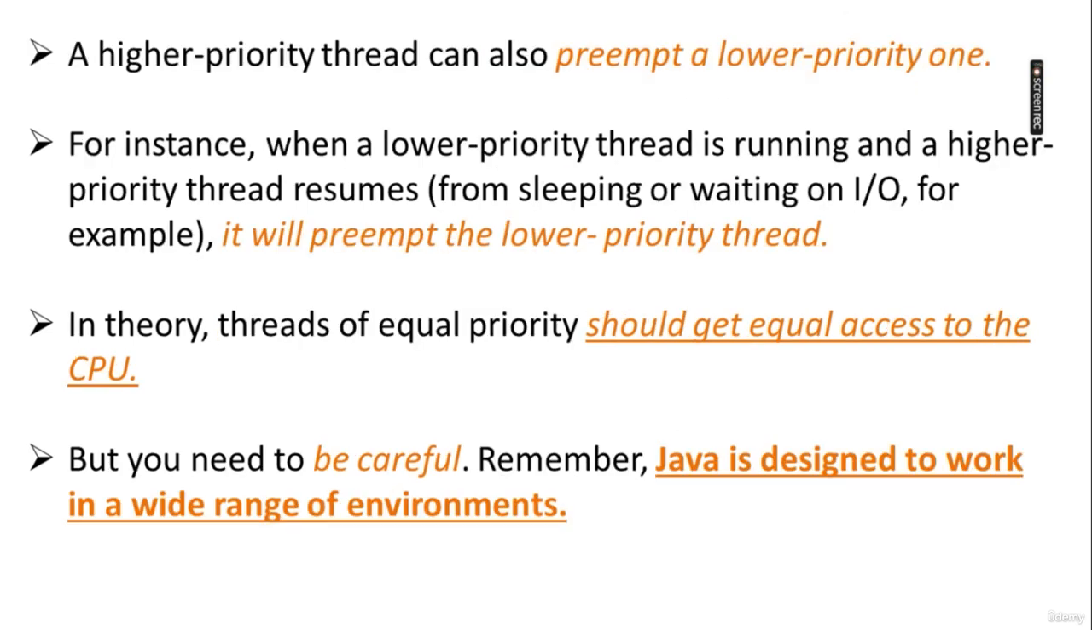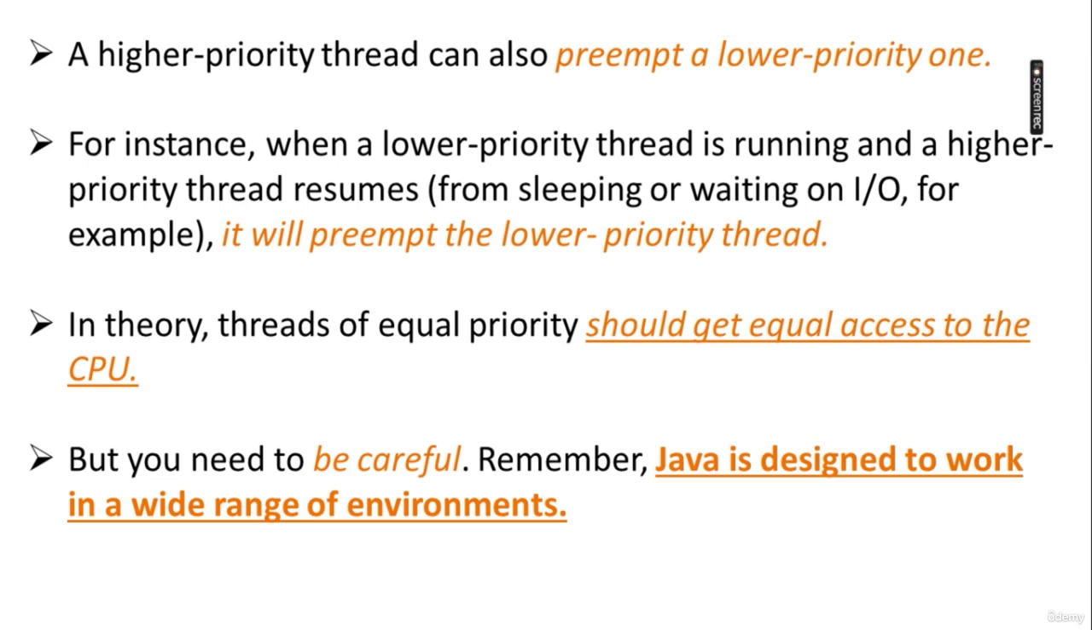A higher priority thread can also preempt a lower priority one. When a lower priority thread is running and a higher priority thread resumes from sleeping or waiting on input output, it will preempt the lower priority thread. Threads of equal priority should get equal access to the CPU, but you need to be careful.